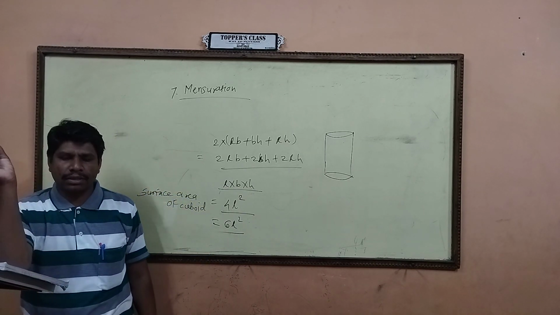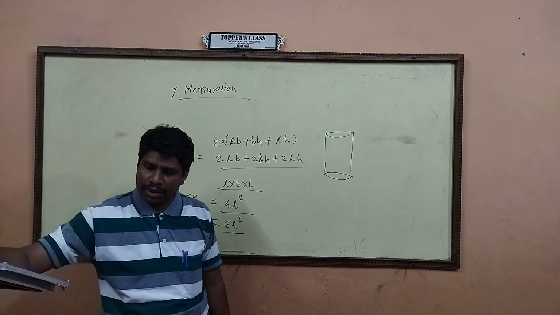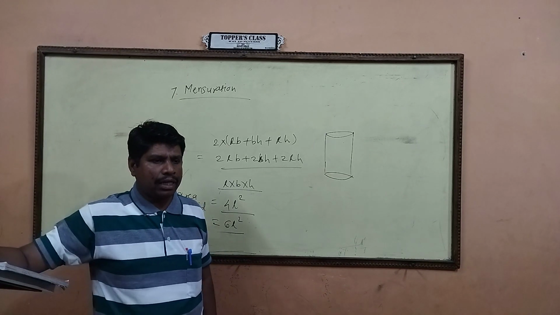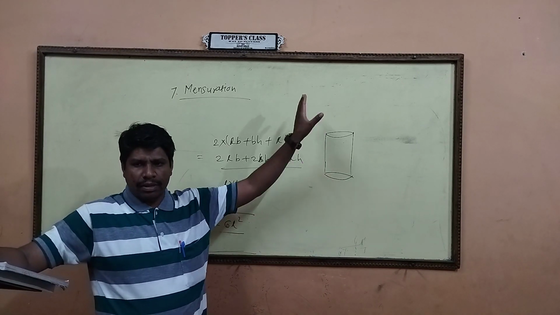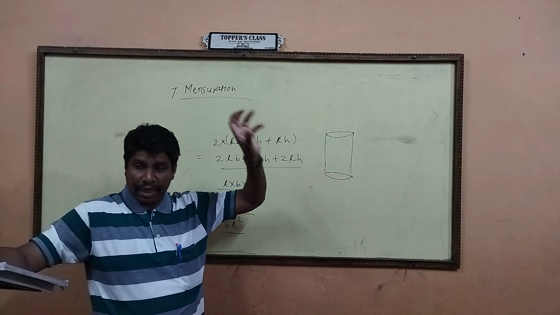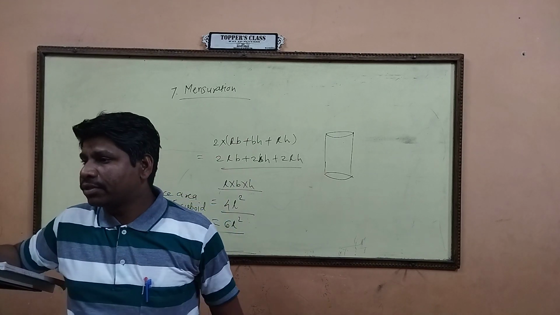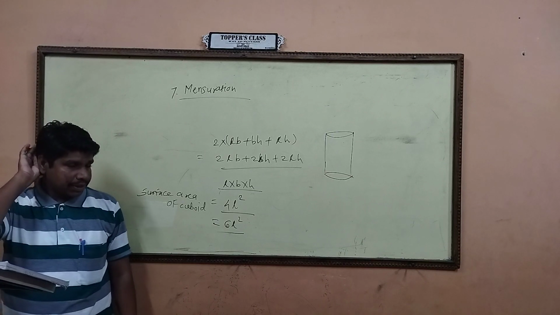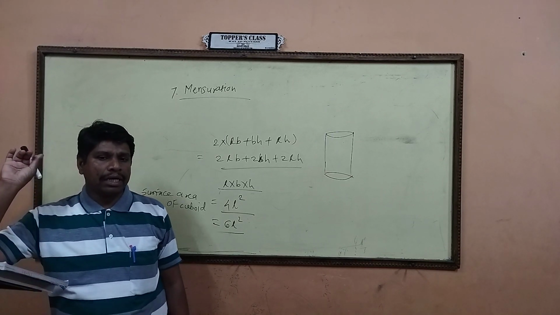And for circumference, the formula is 2 pi r. And when we have to find the area of both surfaces, that time we multiply by the h. We get 2 pi r h. That gives us the curved surface area, that is 2 pi r h.